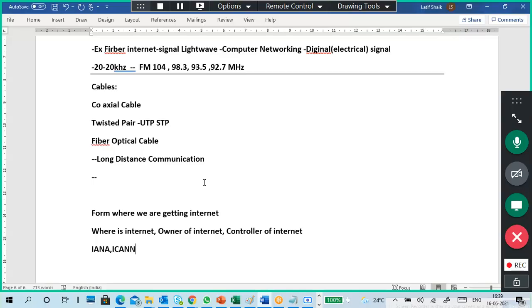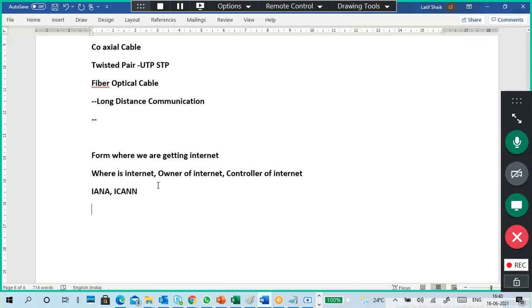IANA, ICANN actually maintain the DNS servers and IP addresses, like which country or region should maintain what kind of IP addresses. The assignment of IP addresses from one to another is by IANA, ICANN only. Maintaining the main DNS servers too. If you need a domain name for a website, you have to register the name, and that is also controlled by IANA, ICANN only.